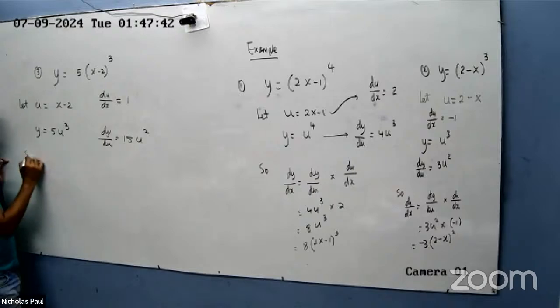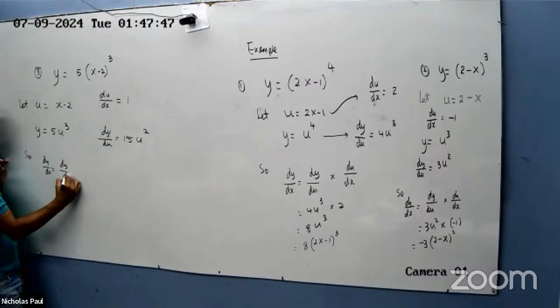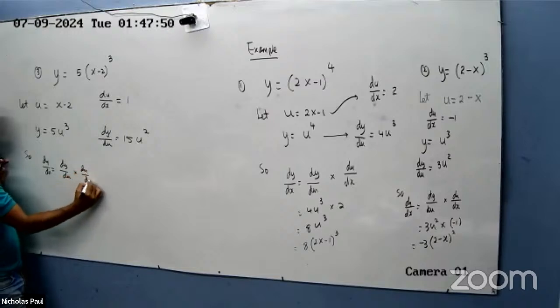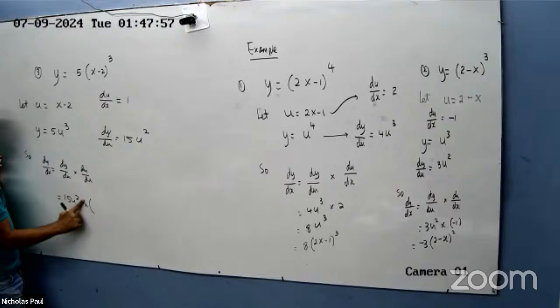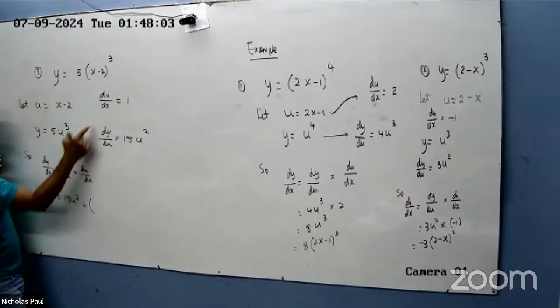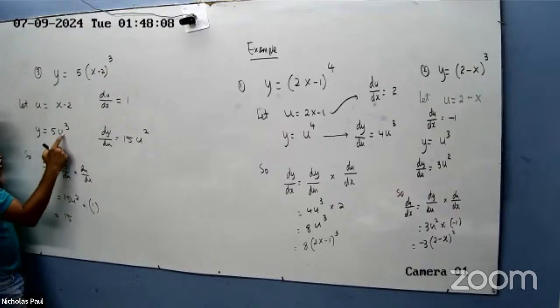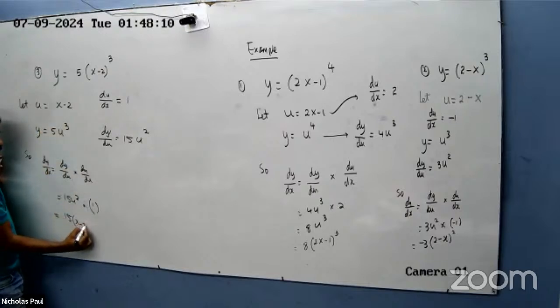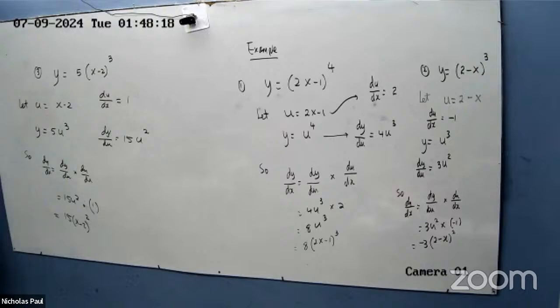And now we're using the formula. So dy/dx is equal to dy/du multiplied by du/dx. dy/du, that's this. I don't really like the multiply sign so much, right? I use a dot. Dot du/dx, which is 1. So that's 15u squared, or 15 times (x minus 2) squared. Right? Christelina, so a little mistake here. Are you okay with that?